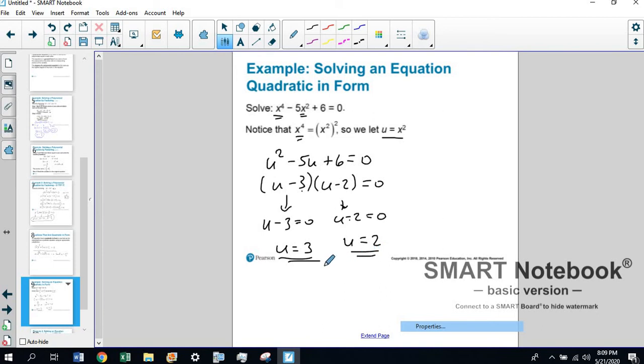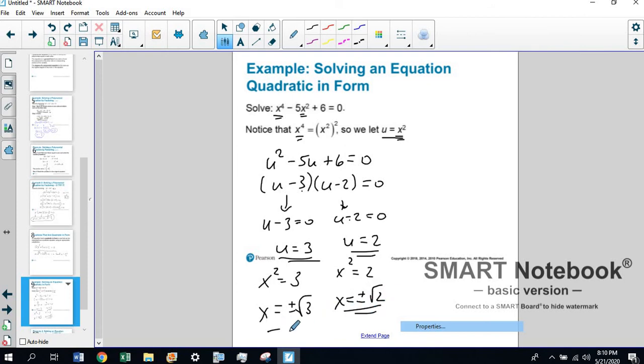You may have been told that before. It's not about you in this case. It's about x. What was u? u was equal to x squared. And so we plug in x squared for what the u was. And now we solve for x, and in this case we solve by extracting roots. So we take the square root of both sides, getting plus or minus the square root of 3. Here we get plus or minus the square root of 2.